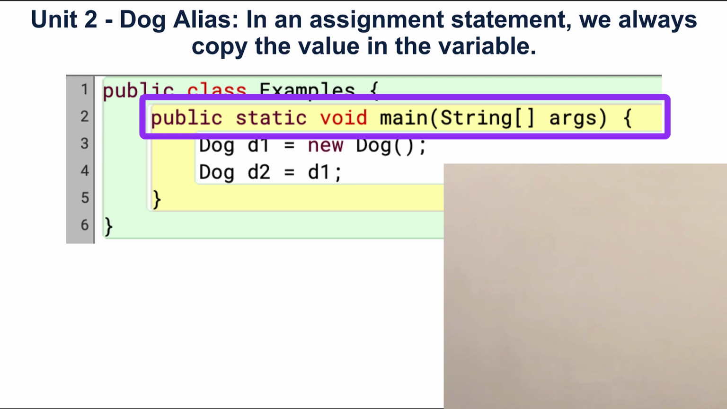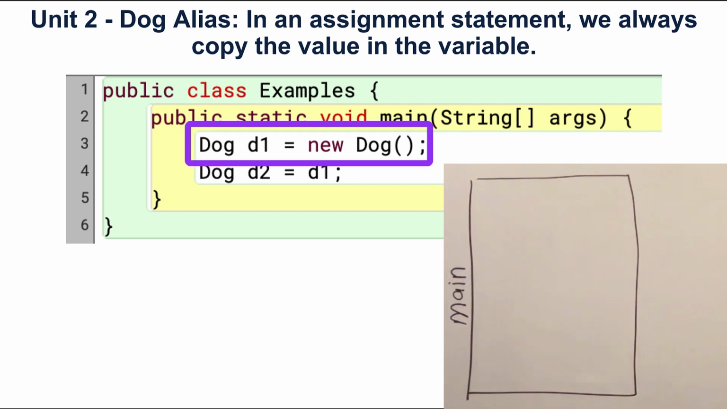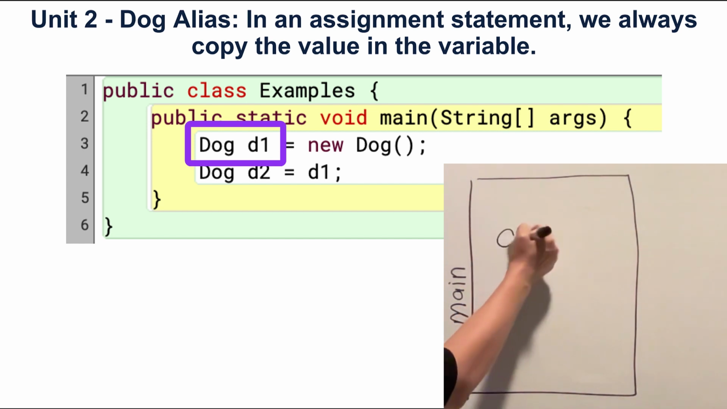When we run our class, we run the method public static void main(String[] args). I drew a box for all the local variables inside the main method. I labeled it with the name of the method, main. On line 3, I created a variable named D1 of type Dog.